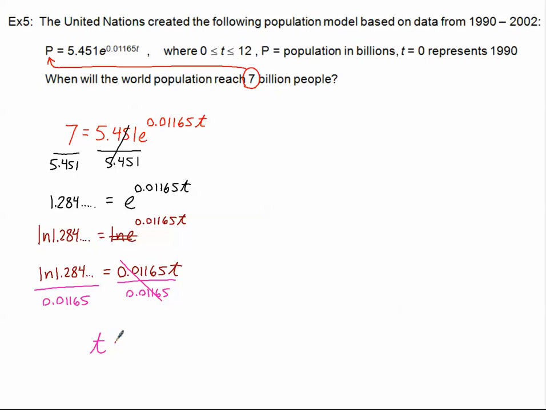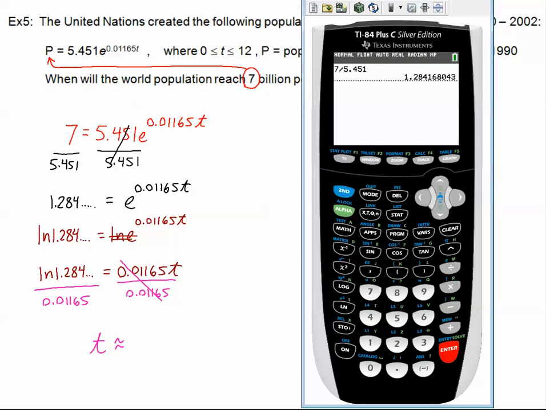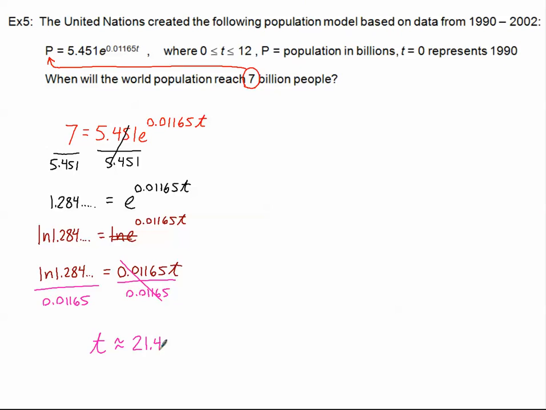And I'll have t is approximately, let's see, I need to do this natural log of that previous answer. So I'm pressing second answer, using the exact number that I had just calculated. Or you can store it as whatever letter and plug that letter in. And now I'm dividing by that constant, 0.01165. And let's see what we have. 21.469. So t is 21.469.